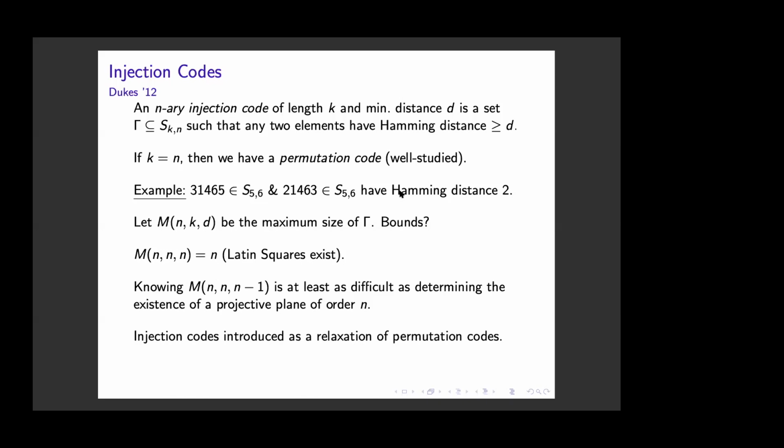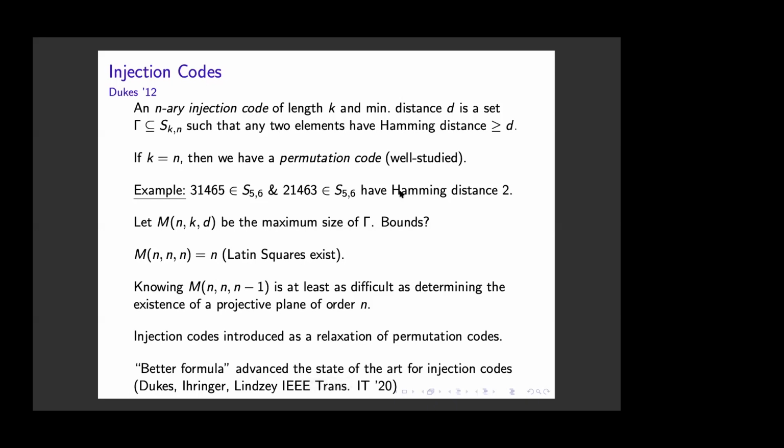But the problem was, even though you can define such an object, you still need to have data and know the behavior for small n and k in order to make any sort of conjectures about these codes. And there really wasn't any formula for that prior to this work. And so the better formula advanced the state of the art for these injection codes. And this was recently accepted into IEEE Transactions on Information Theory.